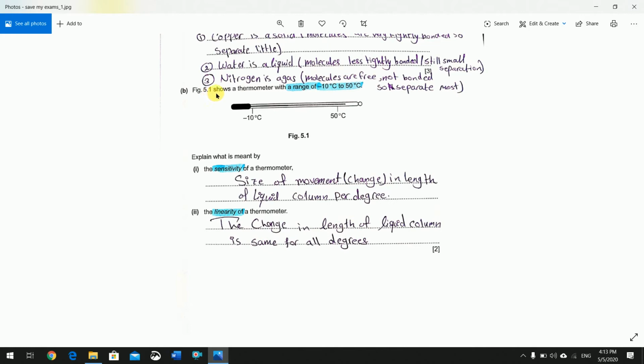Now, figure 5.1 shows a thermometer with a range of -10 Celsius to 50 Celsius. Explain what is meant by the sensitivity of the thermometer. It is basically the size of movement or change in the length per degree. So how much effect will the change be obvious on the thermometer? The linearity of a thermometer is basically that the change in length of the liquid column is the same for all degrees. So all of the spaces between the degrees will be the same.